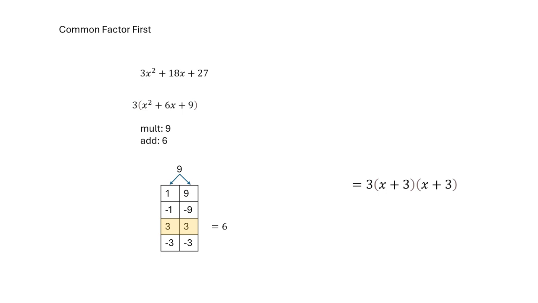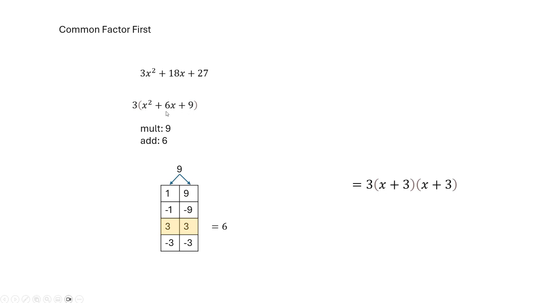In this expression, 3x squared plus 18x plus 27, all three of these terms can be simplified by dividing by 3. So 3 is our greatest common factor. We start by putting that 3 out there. 3x squared divided by 3 is x squared. 18x divided by 3 is 6x. 27 divided by 3 is 9.